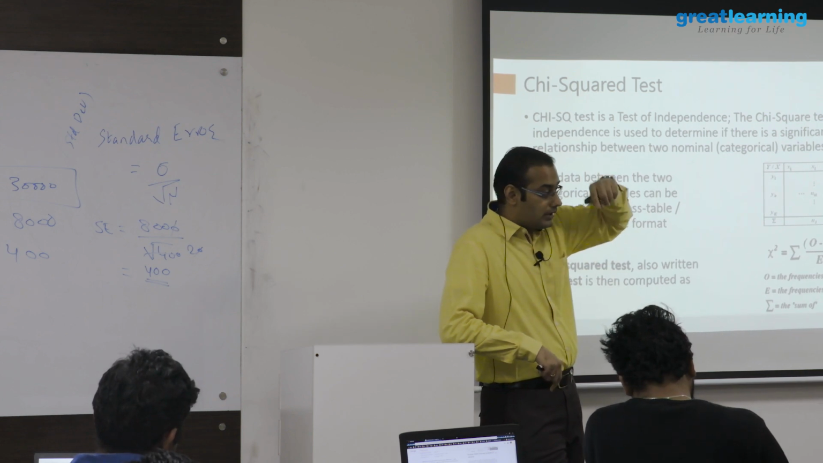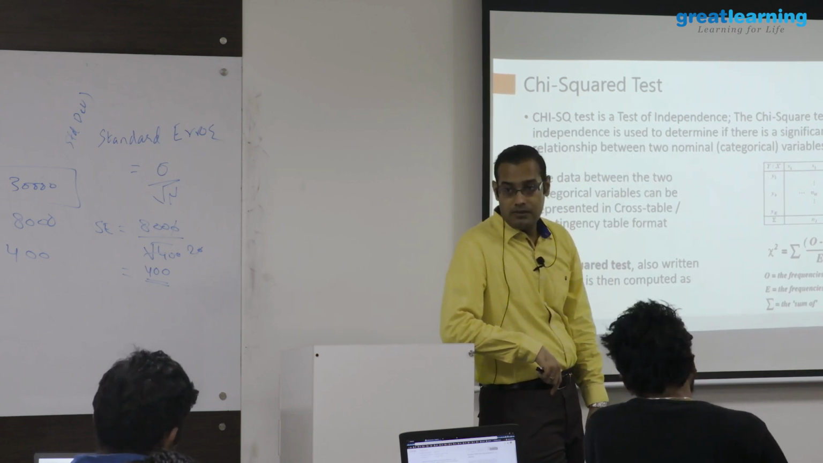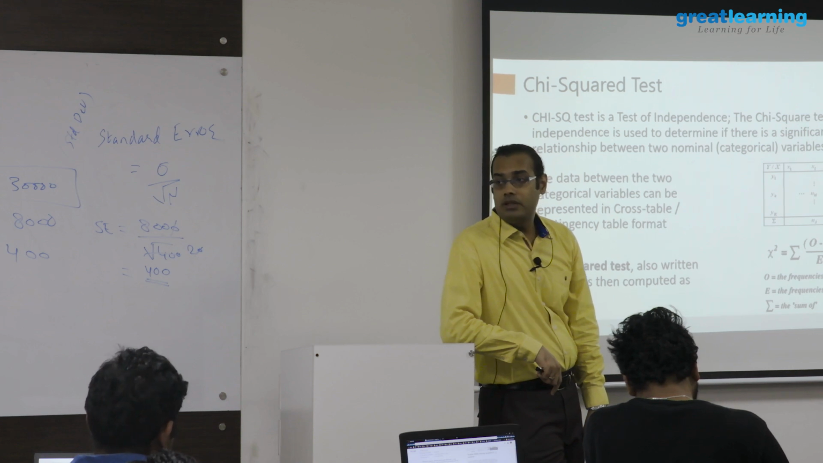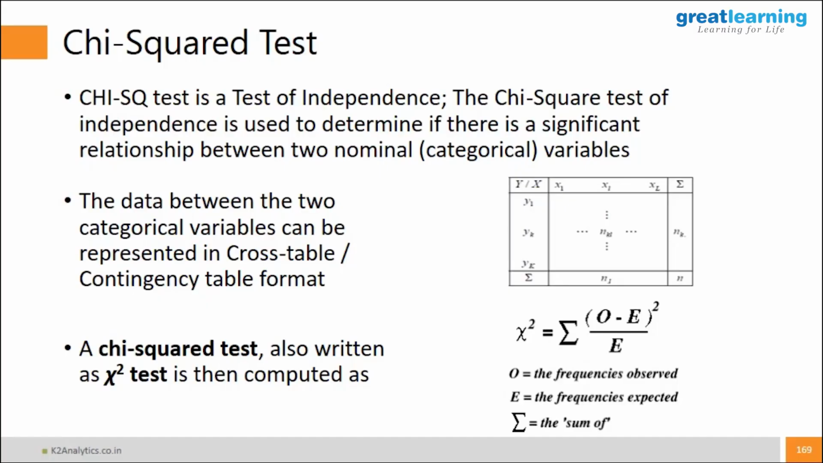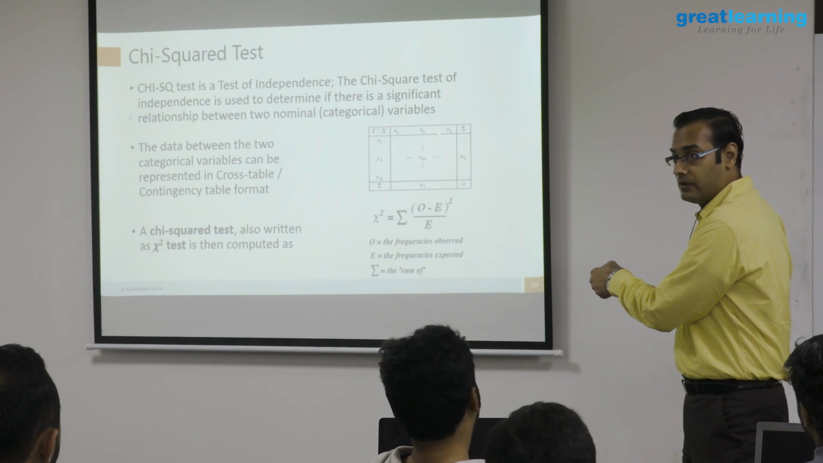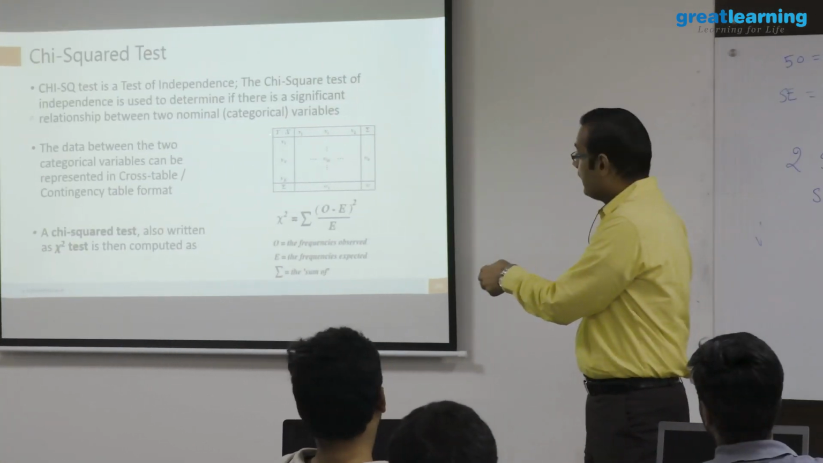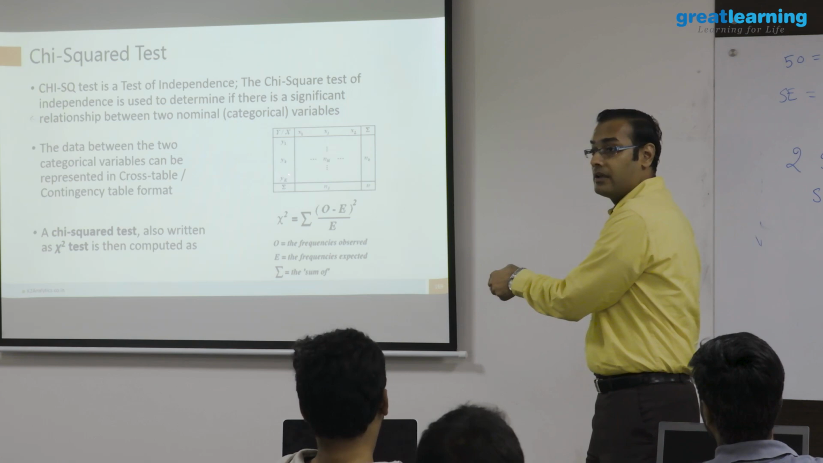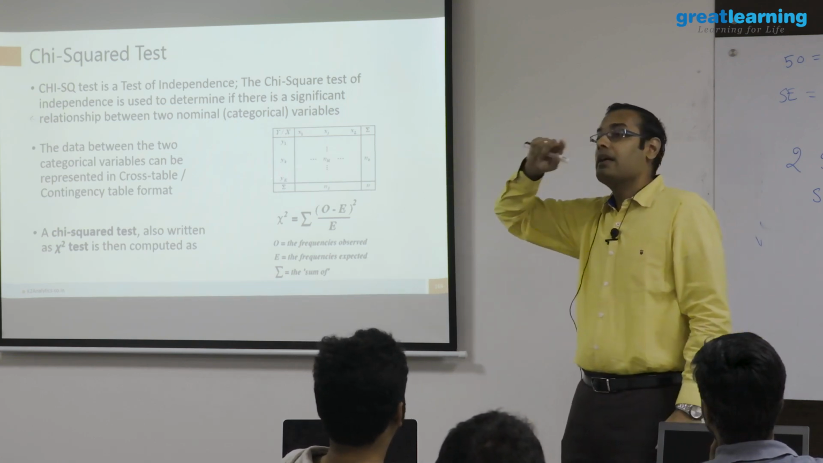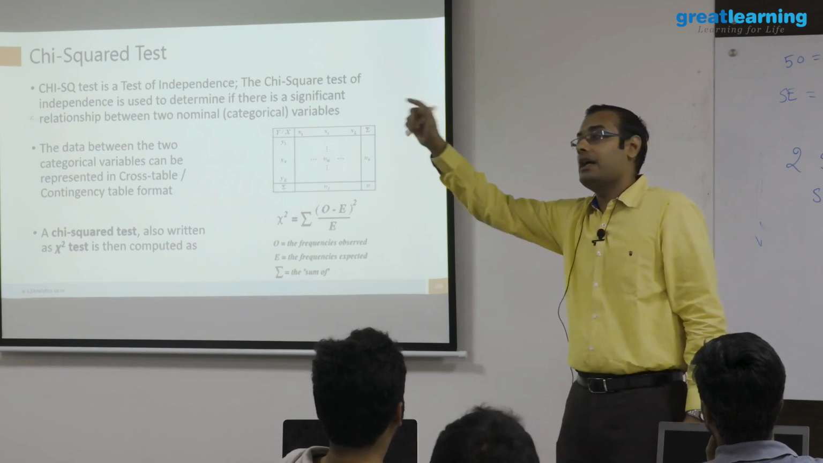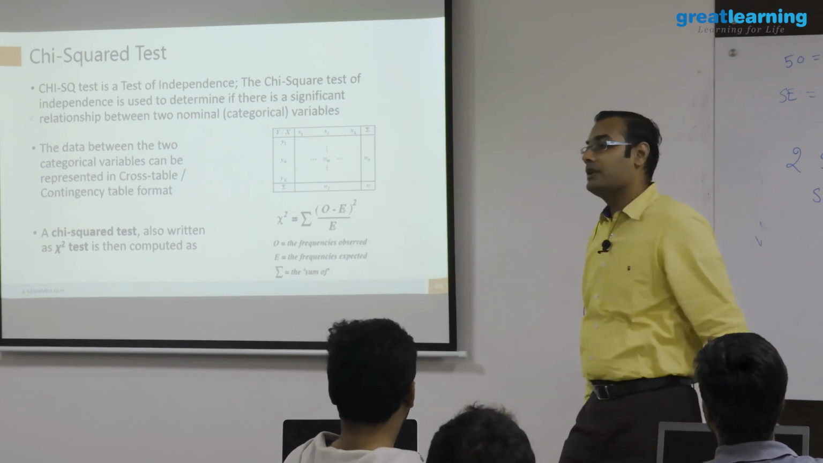And then you use the chi-square distribution table. When you see the chi-square distribution table, you have to see it with respect to the degree of freedom. If there are m categories here, that gives m minus 1, and if there are n categories here, n minus 1. The degree of freedom of this cross tab would be m minus 1 multiplied by n minus 1.